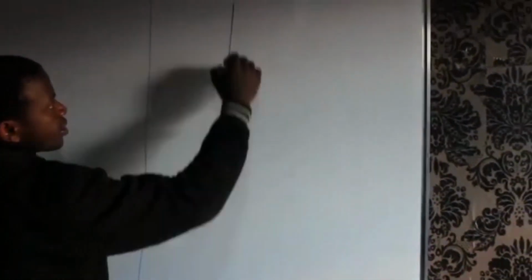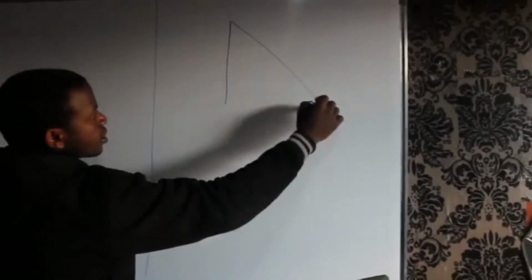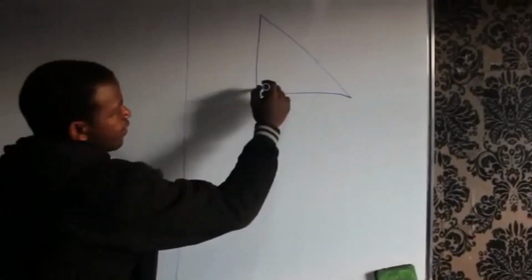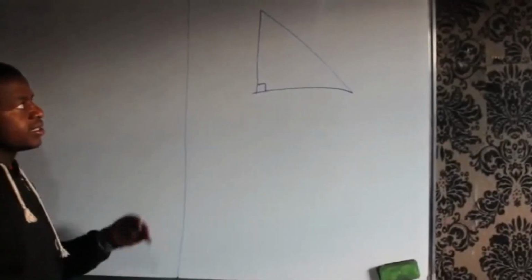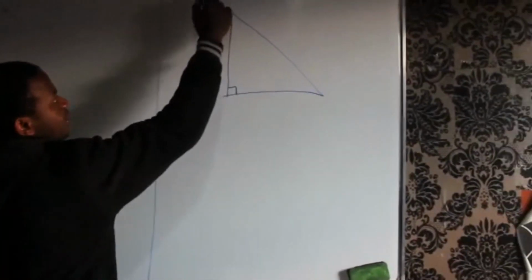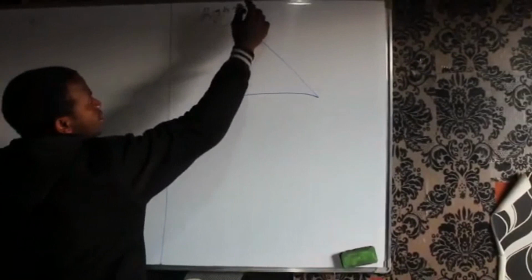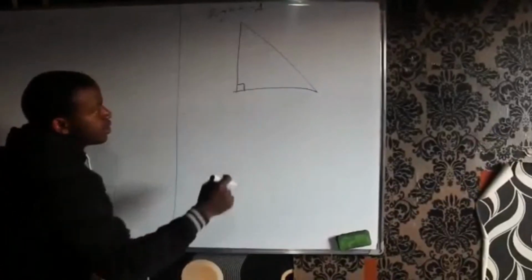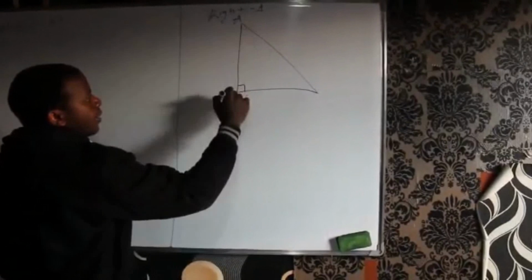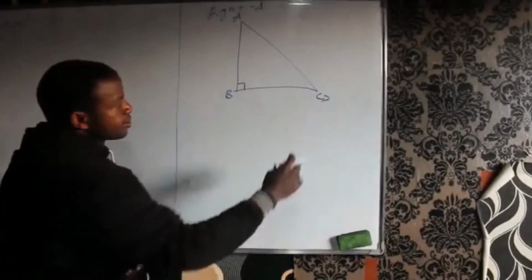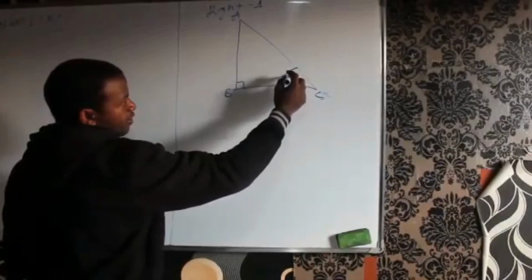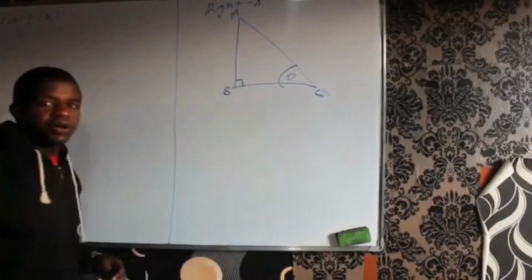So a triangle is drawn in this way. And on this triangle, you're supposed to identify some parts. So this is a right angled triangle. For example, this is A, B, C. And you have an angle here, which is angle theta.